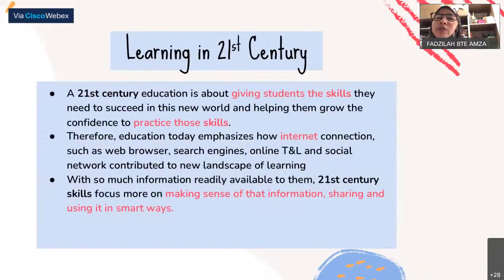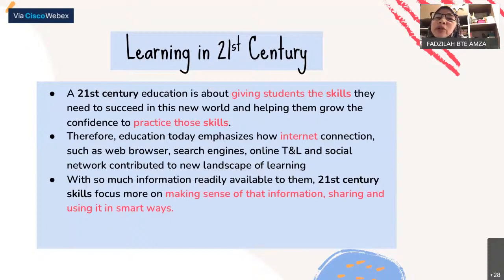Alright? Okay, learning in the 21st century. The 21st century education is about giving students the skill, because in real life, they need to use back the skill. So, we are not only imposing the knowledge, but also the skill. Kita kena ajar dia because they need to use back the skills for their future life. Kan? Also the 21st century emphasizes more on the internet connection, search engine. The 3 semesters of doing teaching online, saya rasa dah transform kita kebanyakan pensyarah to be the connectivist lecturers. Kan? So, sekejap lagi kita bincang lagi lebih.